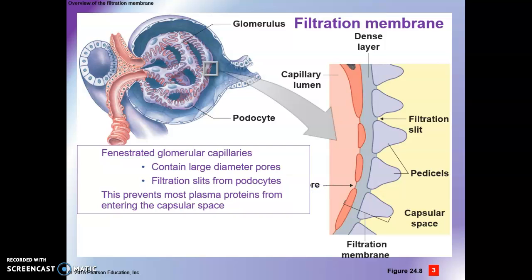Fenestrated glomerular capillaries contain large diameter pores and filtration slits from the podocytes. This prevents most plasma proteins from entering the capsular space.